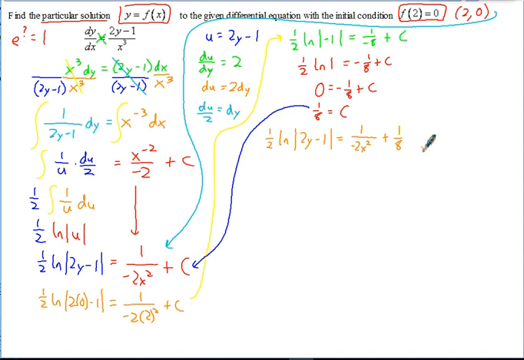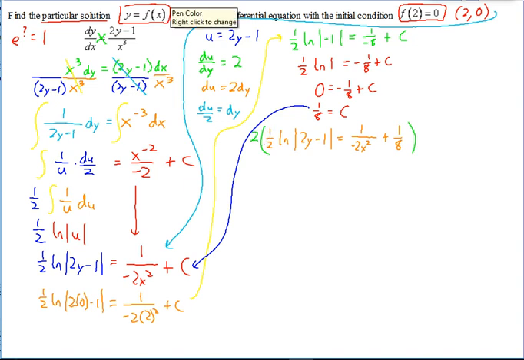Now, if we want to solve, the last thing we have to do is isolate the variable that's on top of our derivative, in this case the y. You can see we want y equals a function. So first you can multiply, get rid of this 1/2, isolate the natural log, multiply the whole equation by 2.